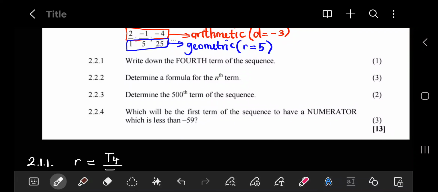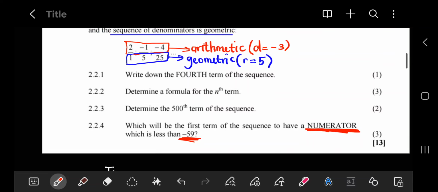Now we've got one last question. It says, which will be the first term of the sequence to have a numerator less than negative 59? So notice that numerator is in capital letters because we are focusing only on the numerator. And they say that the numerator must be less than negative 59. So we've got that general term for the numerator, and we're going to write this out mathematically, where we set that general term less than negative 59, and from there we're going to solve for n.